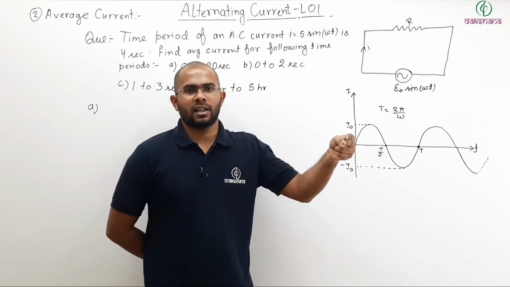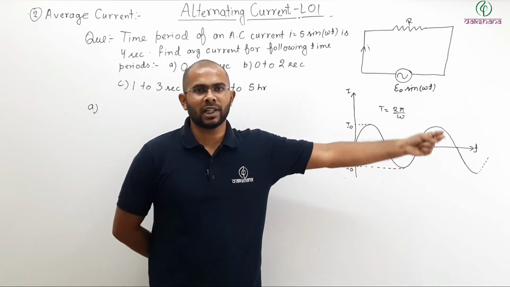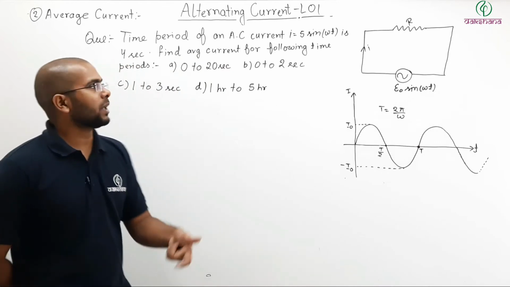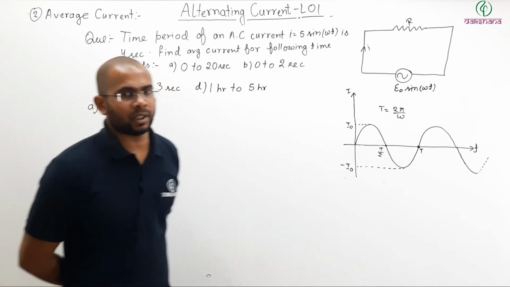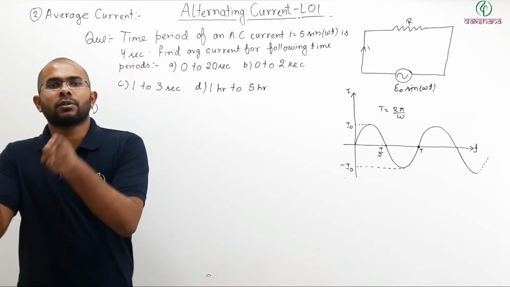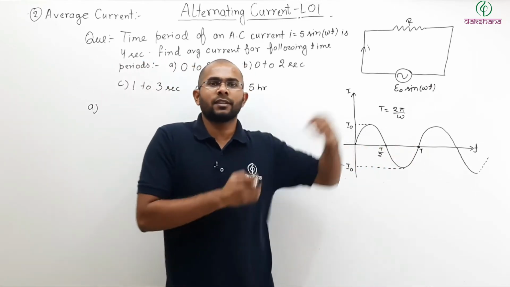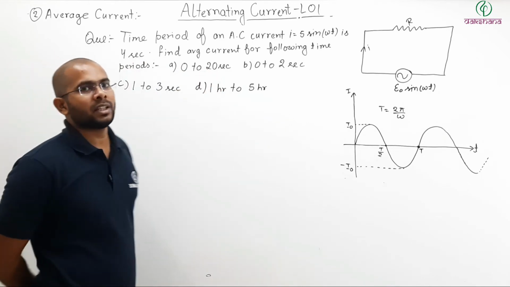4 to 8 again 0, 8 to 12 again 0, 12 to 16 again 0, 16 to 20 again 0. So if your time gap is an integral multiple of your time period, that is 2 pi by omega, then 0 to 20 second is made of chunks of 4 second. From 0 to 4 it will be 0, from 4 to 8 it will be 0, and so on. So in this case also I average will be 0.